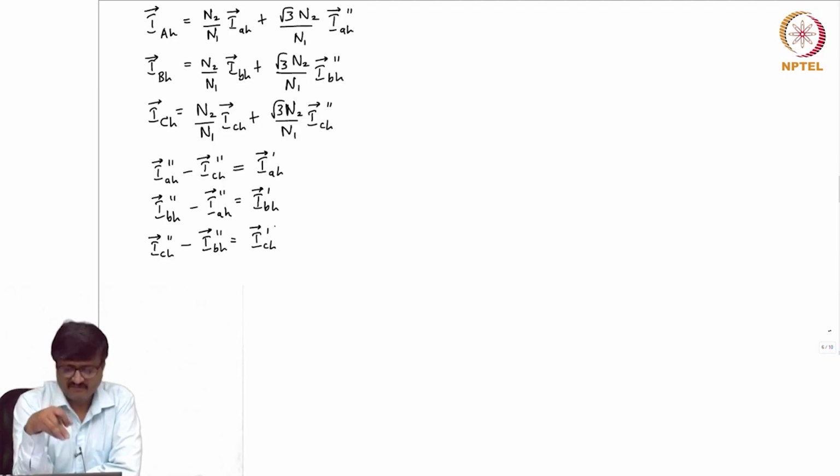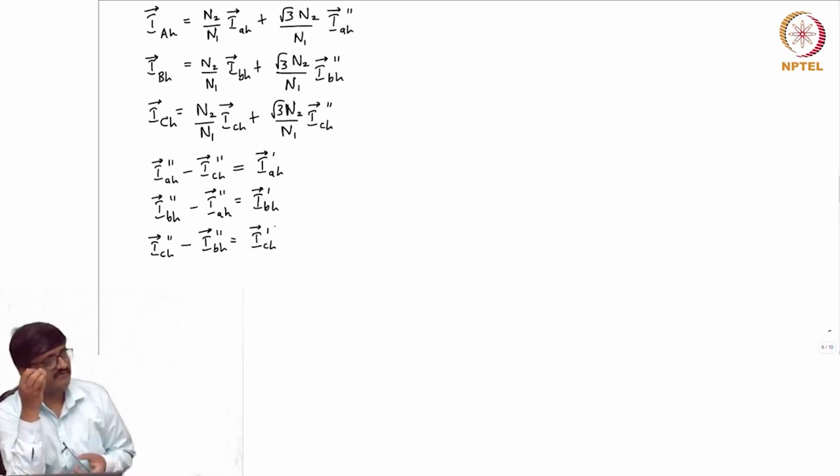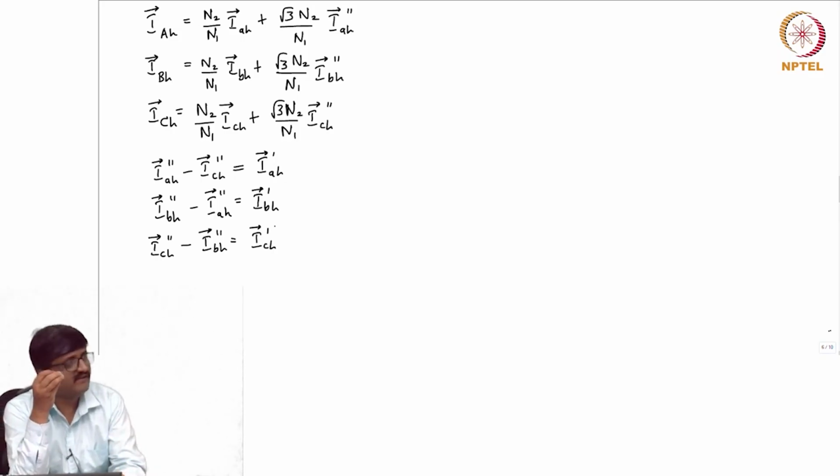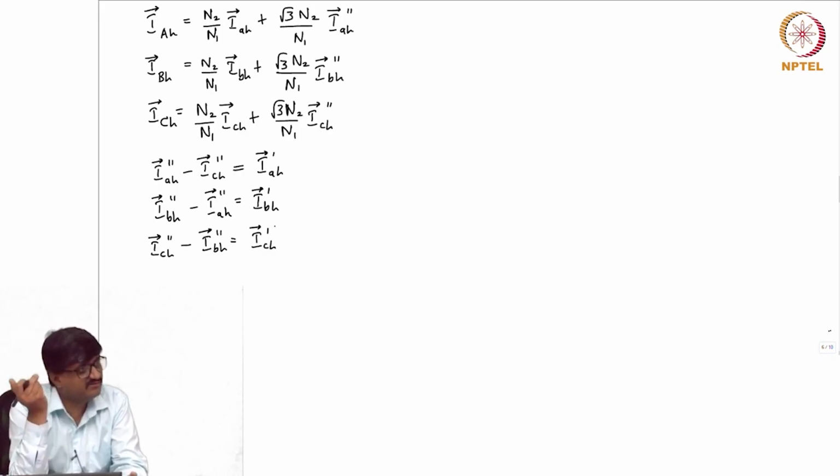But from this, can I solve for IAH double prime, IBH double prime, ICH double prime? I have 3 equations, 3 unknowns. Can I solve? Yeah, there are only 2 equations. Why are there only 2 equations? One is a linear combination of the other. If you can get one of the equations by linear combination of the other equations, how do you say that I can get, for example, the third equation from the first 2?